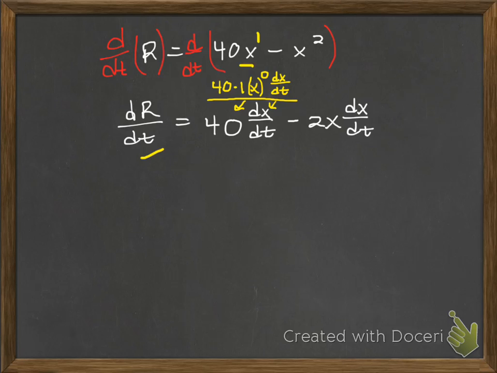So let's just do the last one straight up. X squared, we know the derivative is 2x. Put a dx/dt afterward. There it is. That's your derivative. That's the rate of change function for r.